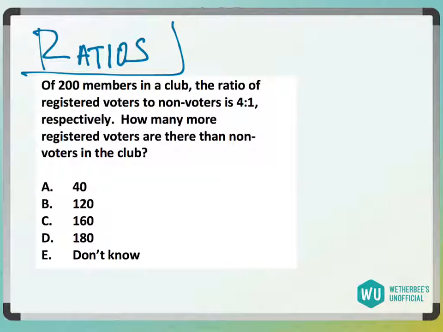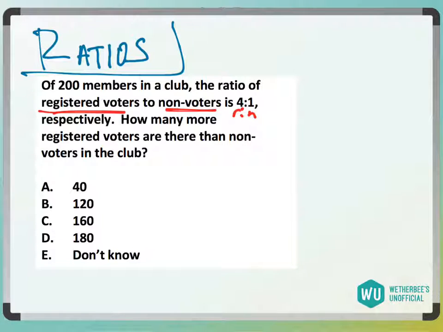All right, so ratios tend to really confuse people. With ratios, remember we have to think of things in terms of parts to wholes, or in this instance, parts to parts. So we have the registered voters to non-voters is 4 to 1. So this is registered to not registered.